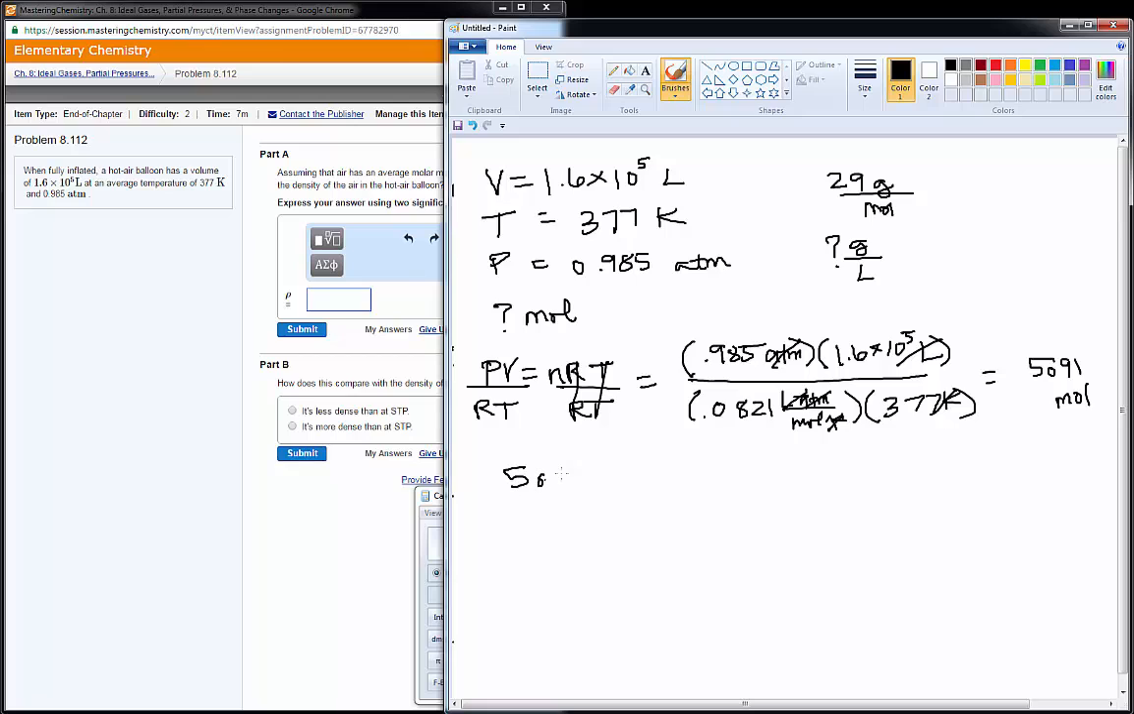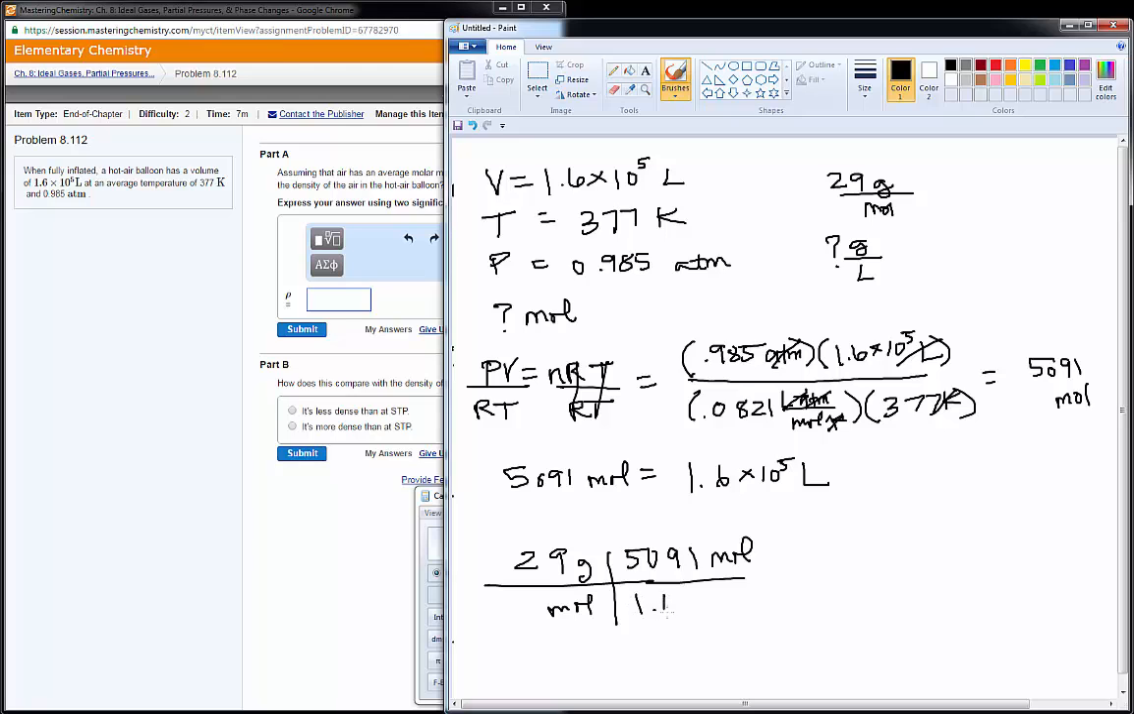All right, so we see now that 5091 moles is the size of our sample in terms of moles, and we know that that equals 1.6 times 10 to the 5th liters for the purposes of this gas. So this is a conversion factor. I could take 29 grams per mole, which is the molar mass, and convert from moles to liters just like this. There are 5091 moles in this same sample, which contains 1.6 times 10 to the 5th liters. Moles will cancel, and I will be left with units of grams per liter, which is what they wanted.